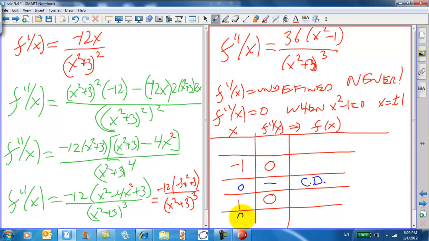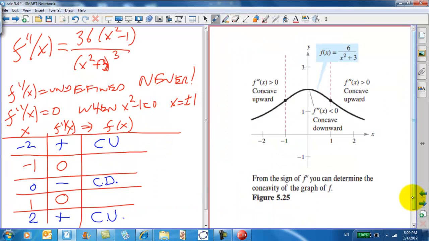If we put in 2 up here, 2 squared minus 1, that's going to be 3. That's going to all be positive. So that means we're concave up on the original function. And if you try negative 2, the same thing happens, because negative 2 gets squared, so you get 4 minus 1 is 3. So that's positive, so that means the original function is concave up as well there. So we see this changing in concavity.